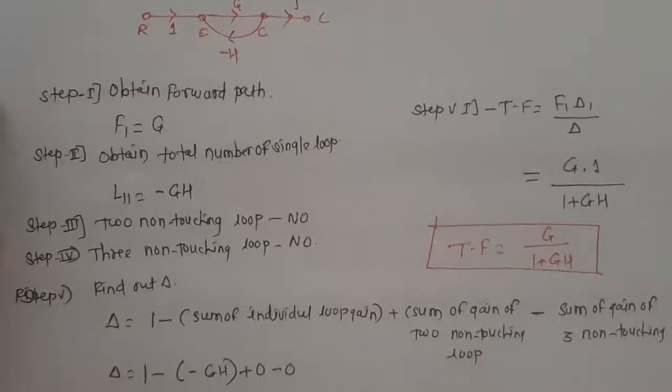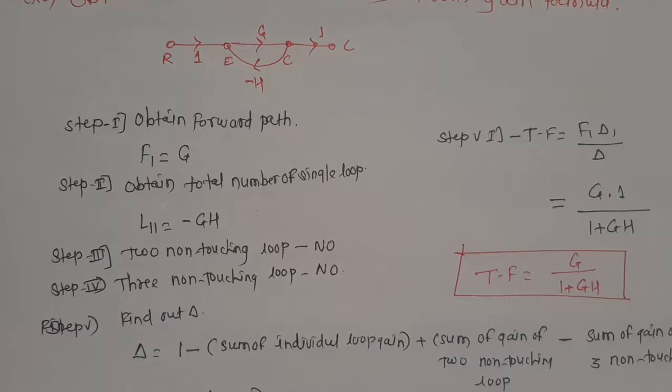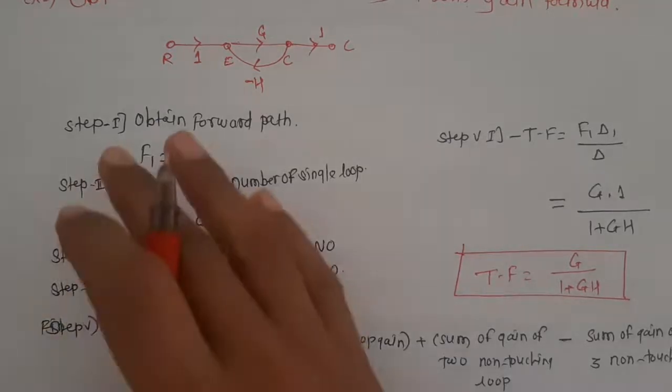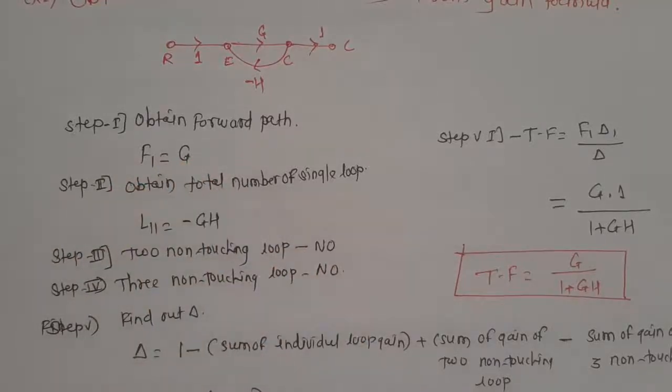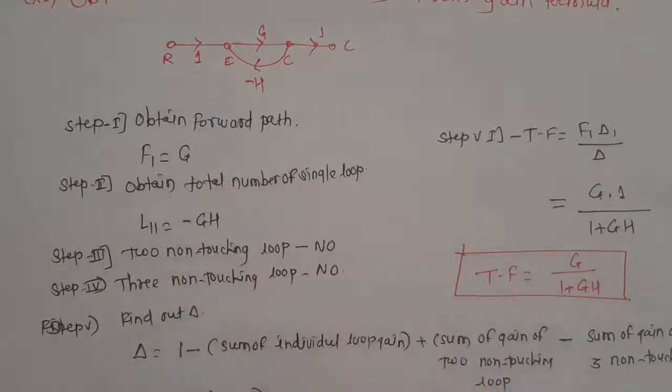So this is a very simple method. On this topic you will definitely get one problem in the exam. So it is a very simple method, remember the steps. The first step is to find out the forward path. After that, find out the total number of single loops if they are present. Find out two non-touching loops if they are present. Find out three non-touching loops. After finding all these, put those values in Del, because for finding Del we require all those values.